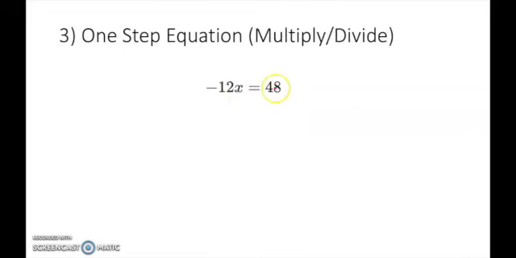Another one-step equation. We have negative 12x is equal to 48. Well, what does it mean when negative 12 is right next to x? That means that this negative 12 is attached to x by multiplication. And what's the opposite of multiplication? That's right, it's division. So we're going to divide both sides by negative 12 to isolate this x. Well, negative 12 and negative 12 cancel out to become 1. So that's going to be 1x, or just x, equals 48 divided by negative 12, which is going to be a negative number because there's only one negative sign. 48 divided by 12 is 4.